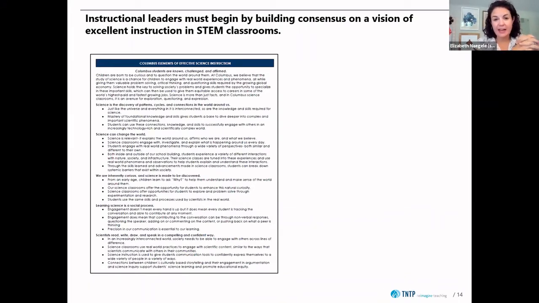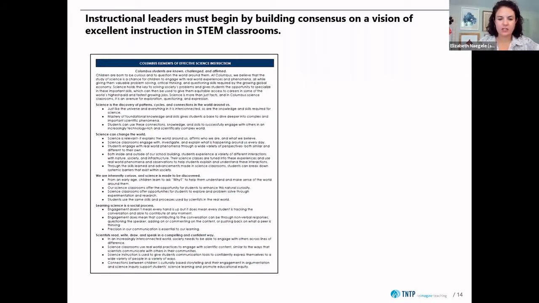I think if you ask teachers in your buildings, I'm sure that they can tell you the things that they believe make strong STEM instruction in their classrooms, right? The importance here is that it's a vision that is codified and shared across the school or the department, and that's an important first step towards achieving strong outcomes for students.